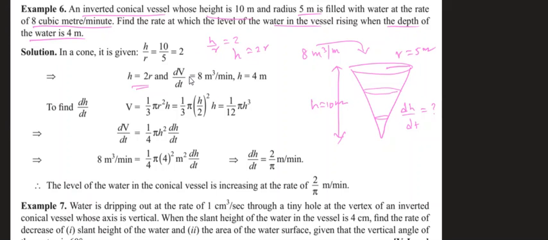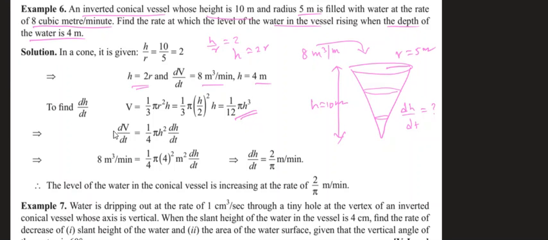Now the volume change is given as 8 cubic meters per minute at height 4 meters. So what is the volume? V is equal to 1 by 3 pi r squared h, and there is a relationship here for h. So you can substitute the value of r as h by 2, is it not? So here in place of r we have put h by 2. So h by 2 the whole square, that is h squared, times h. So 1 by 12 pi h cube. So this is the converted equation.